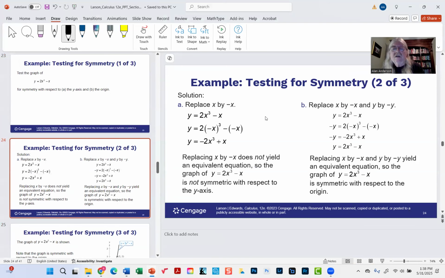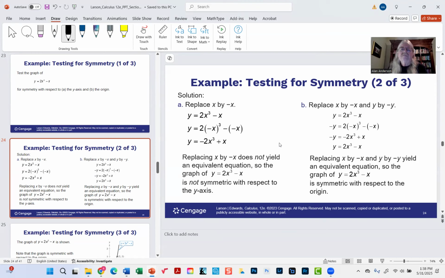Later on, oh, wait, they are asking us to do it. Okay, well, what do you know? All right. So in other words, what they're saying is try this. On the left-hand side, we're going to replace all the x's with negative x and see how the new function compares to the original one.